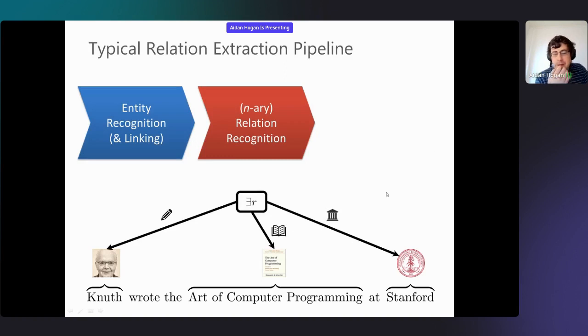Another option, rather than extracting binary relations, is to extract n-ary relations, where really we could say that this is not two binary relations, but rather an n-ary relation, because Knuth wrote the book at Stanford, right? So this is somehow capturing new information not captured by the binary relation because it connects the three entities.